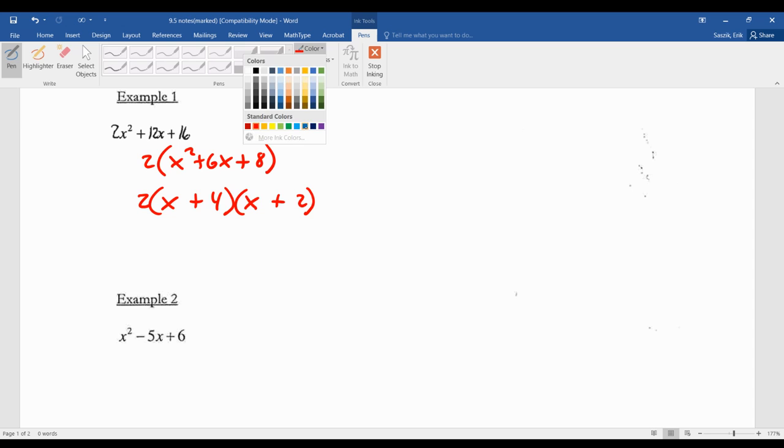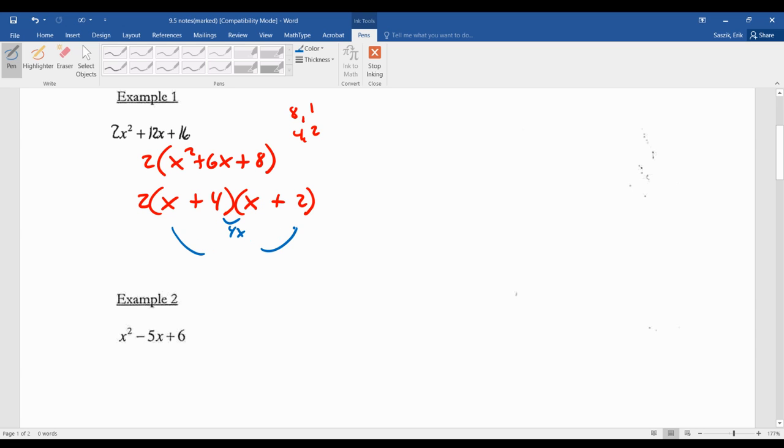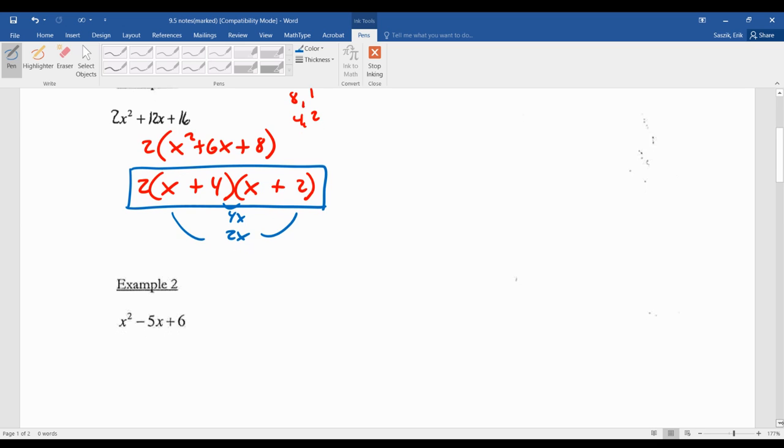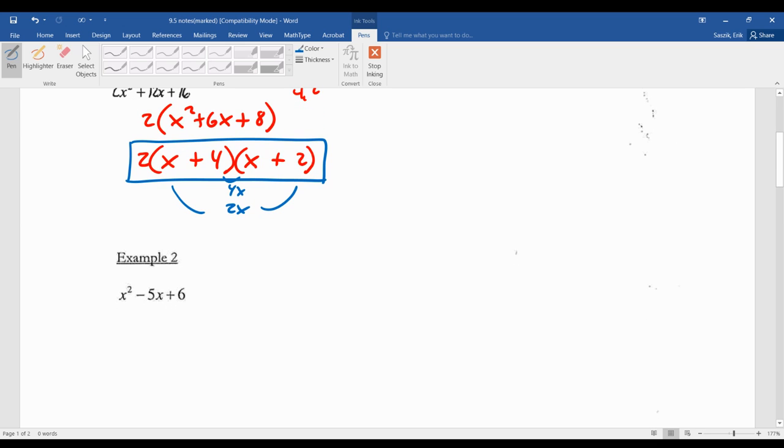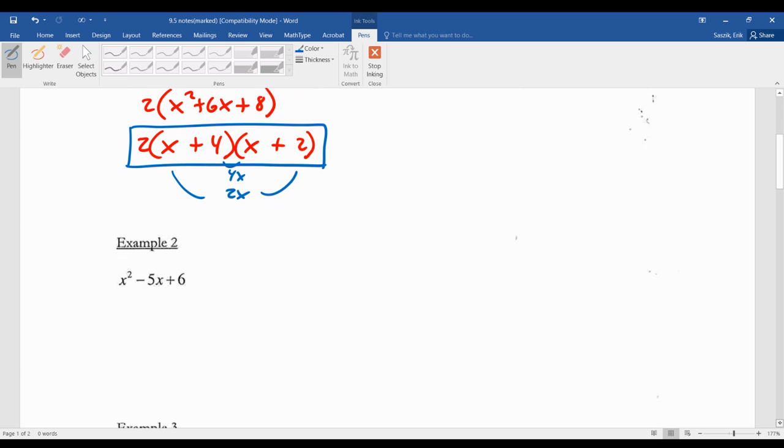Now this is just a little check. Part of it I do mentally, part of it I show. Once you get good, you don't have to show this check at all, but it's a good idea to do it in the beginning. So we know that x times x is x squared. We know that 4 times 2 is 8. I always do that in my head. Here, this inner product is 4x. This outer product is 2x. And we know that 4x and 2x together is 6x. So this is correct. All right, it's a lot to take in here. It's going to take you a little bit of time to get good at this.